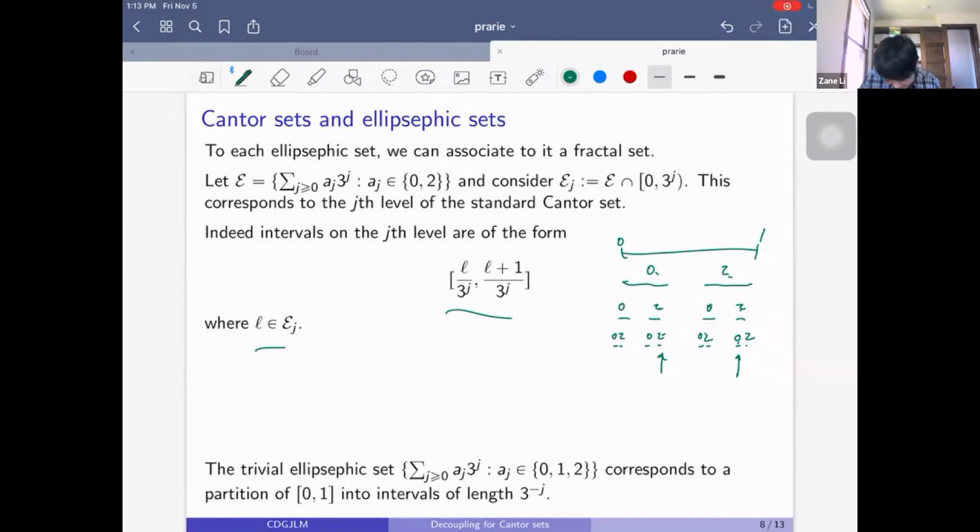And the trivial ellipsephic set is the collection of integers that, when written in base 3, have digits 0, 1, and 2. Well, that's all the integers. This corresponds to a partition of 0, 1 into intervals of length 3 to the minus 3.